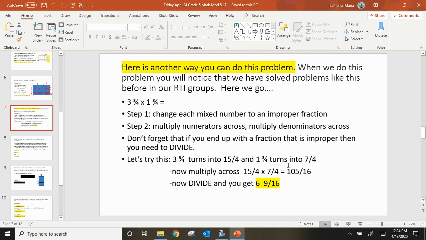So remember, 105 is much bigger than 16. It's an improper fraction. You need to divide, and you get 6 and 9/16. Whichever way is good for you is fine with me. If you like breaking them apart and adding them all together when you got done, fine. If you like to take both of these fractions, mixed numbers, and make them into improper fractions and then multiply, that may be a better option for you. Totally up to you.